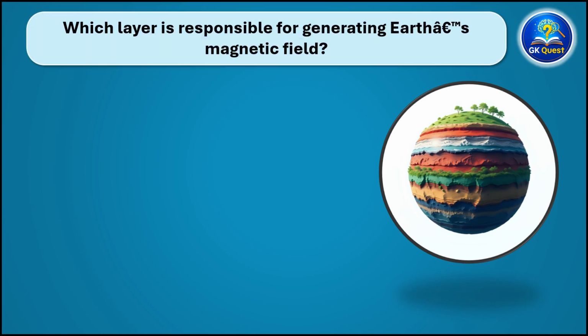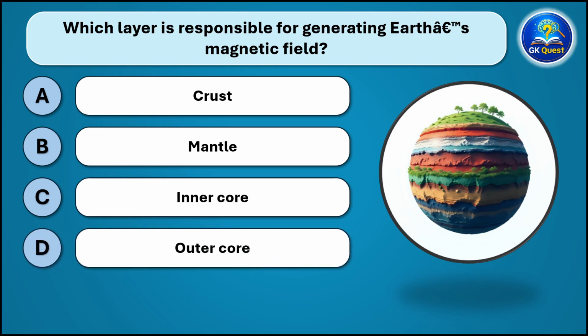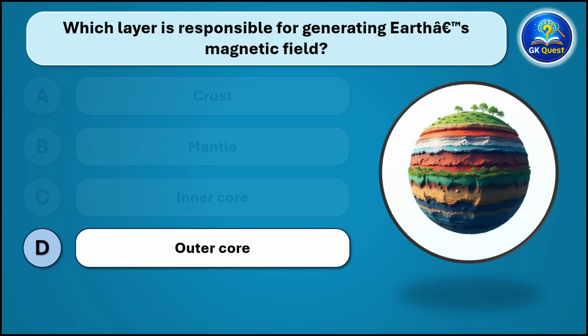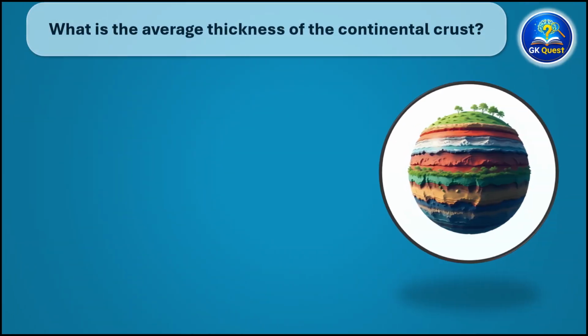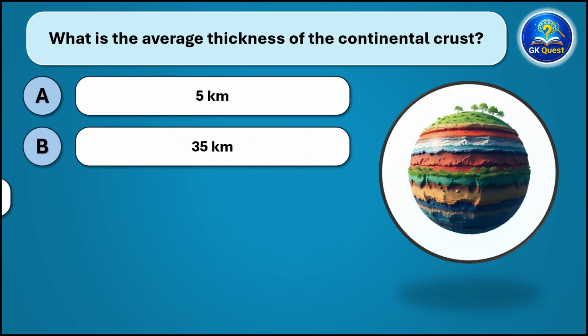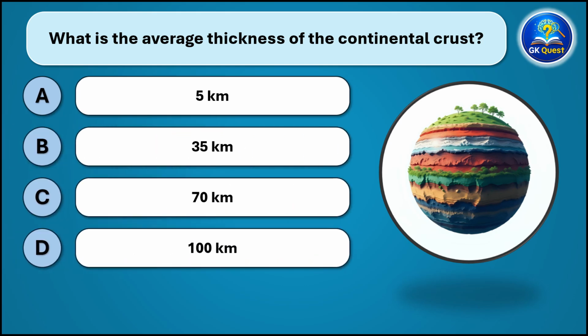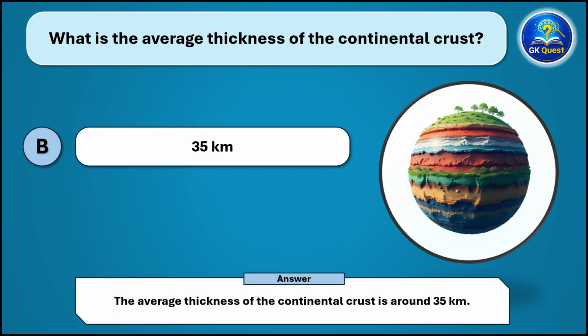Which layer is responsible for generating Earth's magnetic field? The liquid outer core generates the magnetic field due to convection and the motion of metals. What is the average thickness of the continental crust? The average thickness of the continental crust is around 35 kilometers.